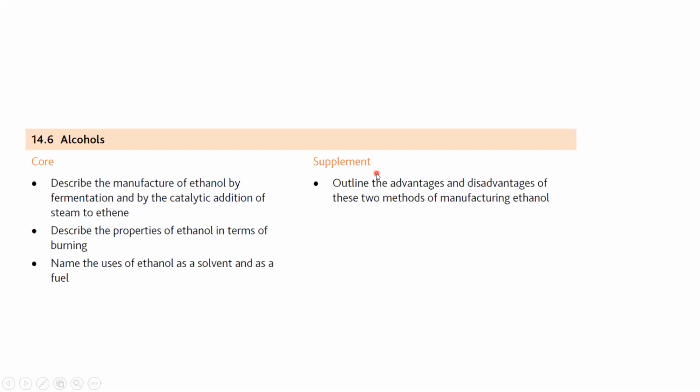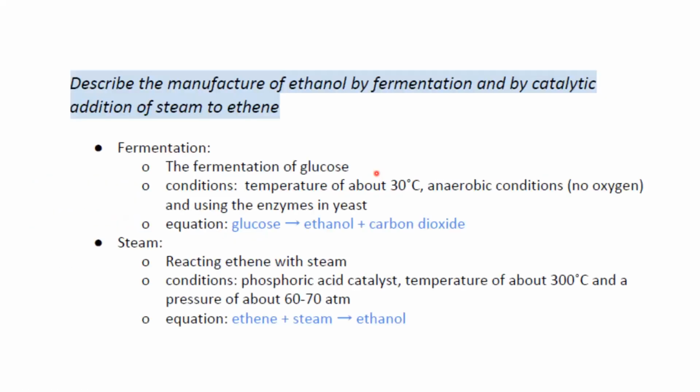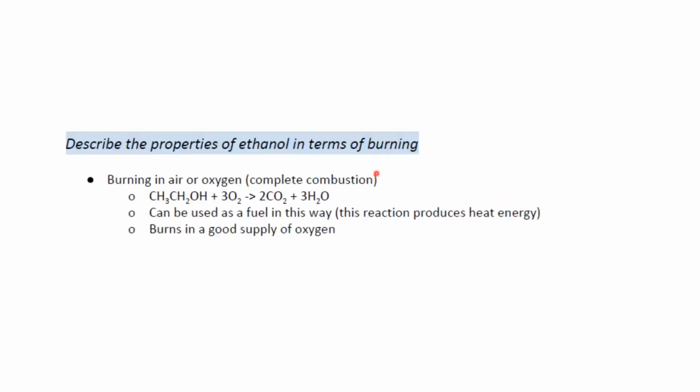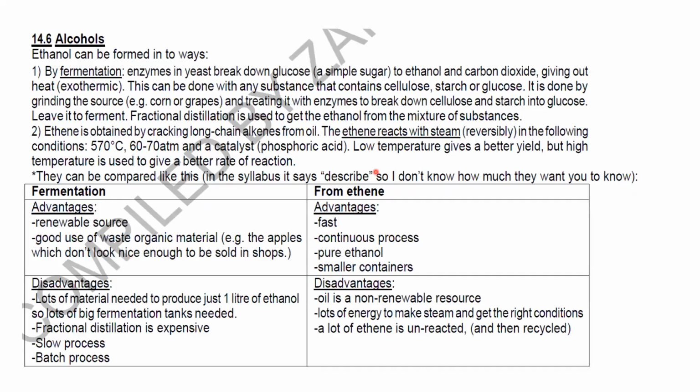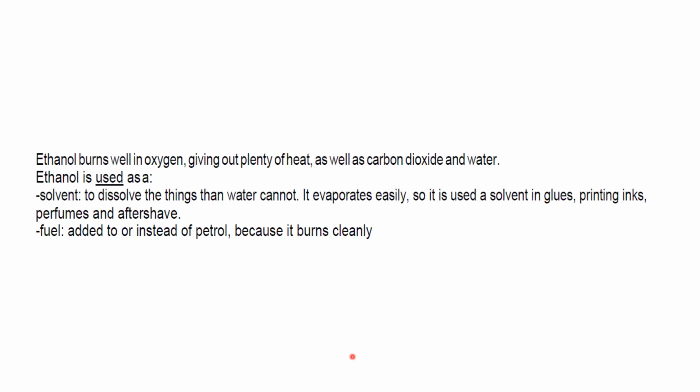So about the alcohol, you have to learn how we prepare ethanol by fermentation and by reaction of steam. And then it can be used as a fuel by burning, as a solvent as well. Then how to draw the isomers, drawing the isomers of alcohol.